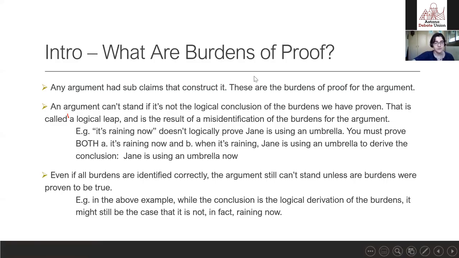Awesome. What are burdens of proof? So basically, every argument has subclaims that construct it. These are the burdens of proof for the argument. The argument has to fulfill two criteria in order for us to be able to call it a standing argument. The first one is the conclusion has to be logically derived from the burdens of proof that construct it.